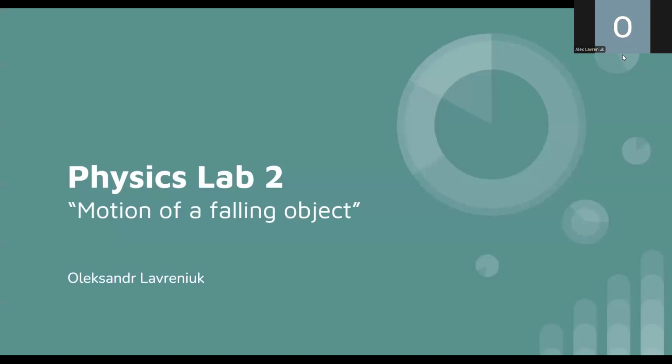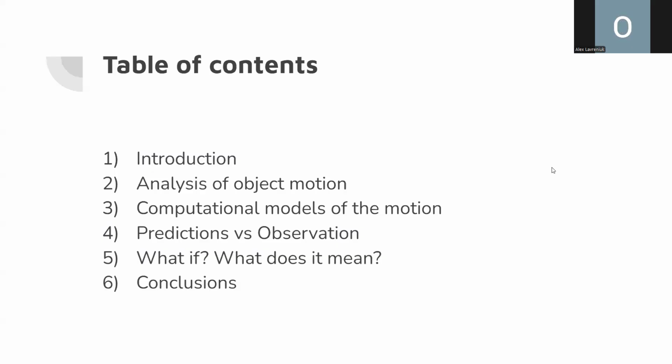Physics Lab 2, Motion of a Fallen Object by Alexander Lavreniuk. The table of contents, as you can see, is here.